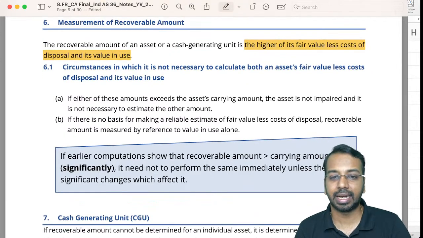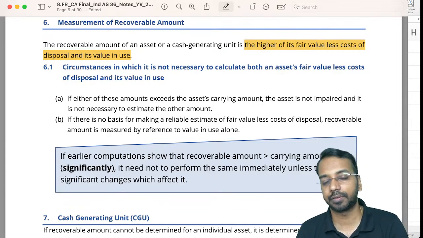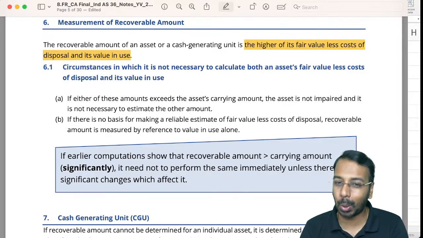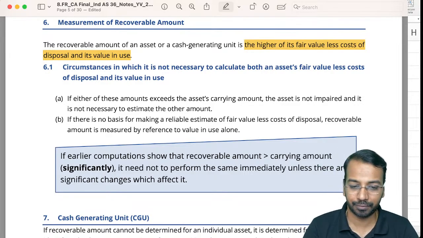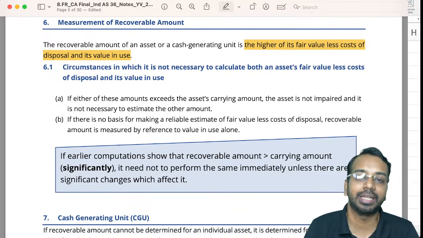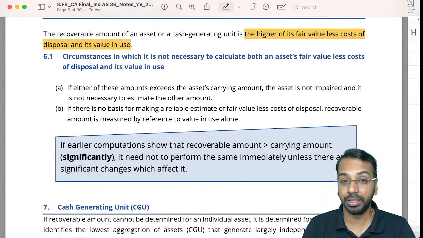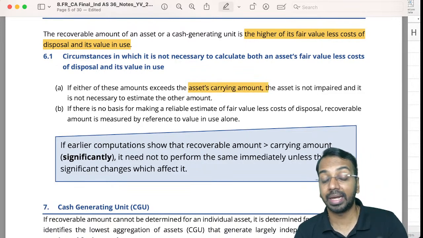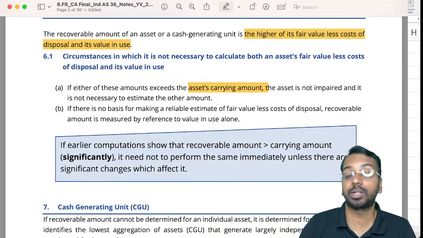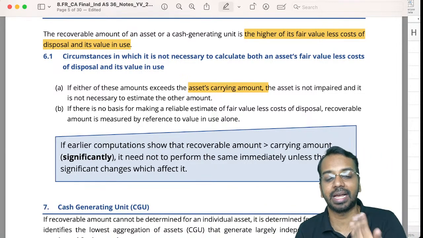Now, two things you have to understand. In this standard, when I have to calculate fair value and value in use, there is a lot of effort involved. For example, for value in use, I have to estimate the future cash flows, discount them, arrive at the present value, and all of that. So what the standard says is, in some scenarios you don't need to calculate both fair value and value in use. First, if either of these amounts exceeds the asset's carrying amount, for example, my asset carrying amount is 100 and fair value less cost to dispose is 120, then I don't need to calculate the value in use, because 120 is greater than 100. Anyway, the asset will not be impaired.